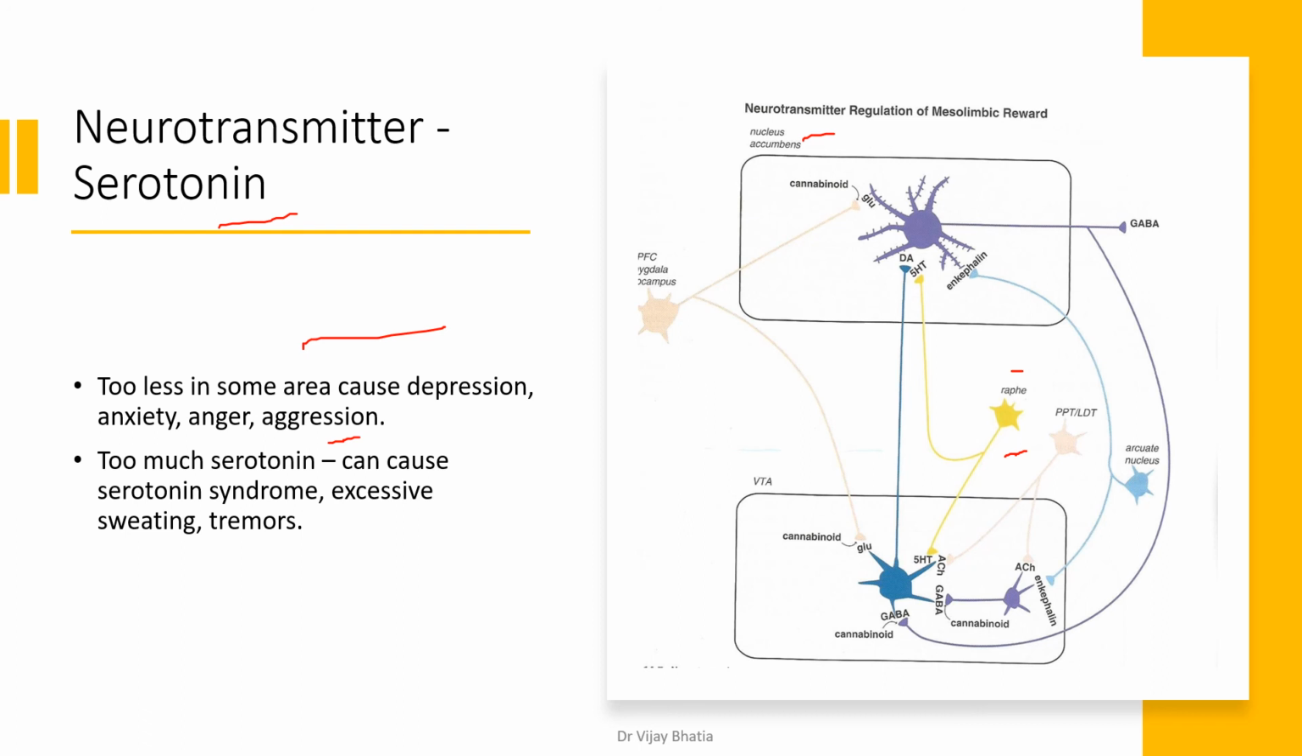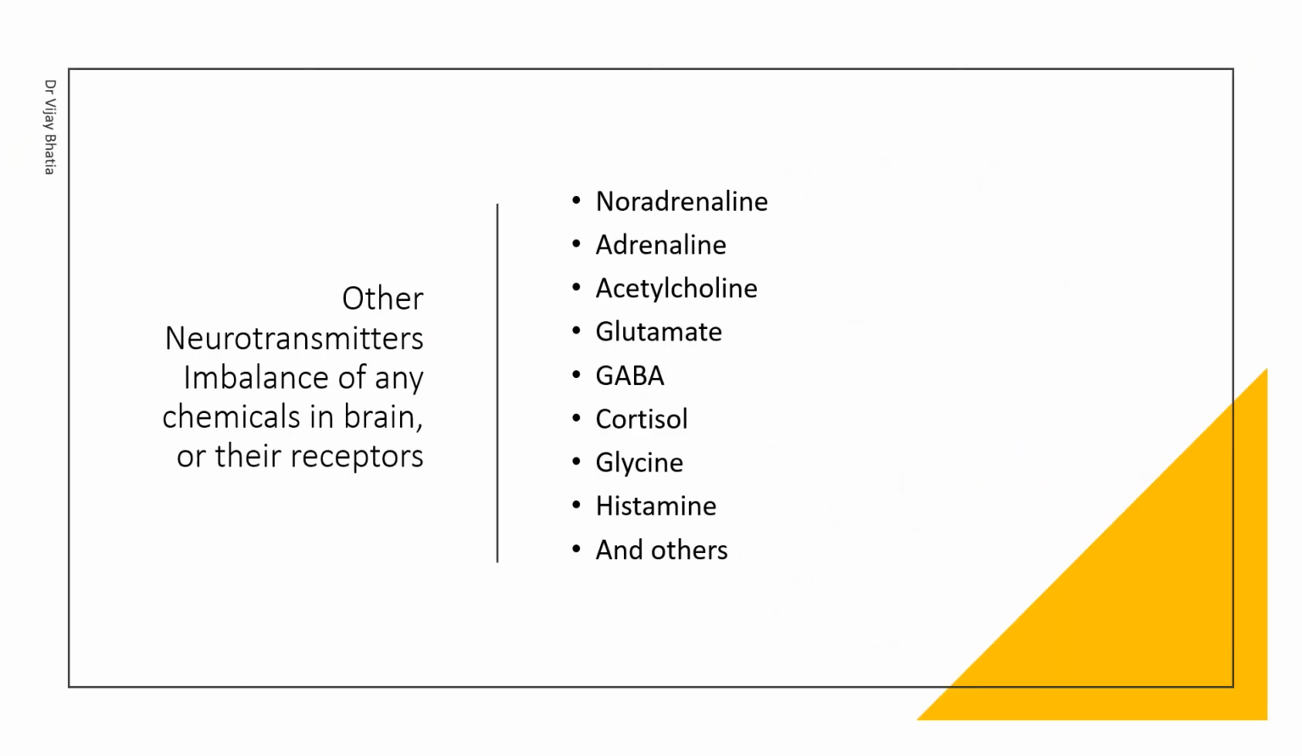And similarly, others like the arcuate nucleus. This is mainly to do with the endorphins, which are like opiates of the brain itself, which will help to release more dopamine here in the nucleus accumbens or reward center. So any imbalance in serotonin will cause problems and cause depression, anxiety.